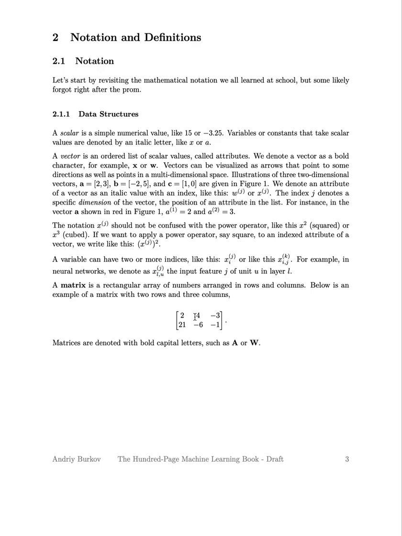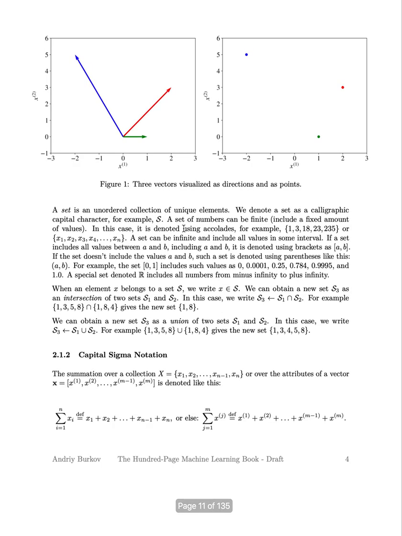A matrix is a rectangular array of numbers arranged in rows and columns. So simply a matrix is when you have numbers structured in a tabular form, rows and columns. Like here you can see there are three columns and 2 rows, right? Vectors are denoted by bold lowercase letters, and matrices are denoted by bold capital letters.